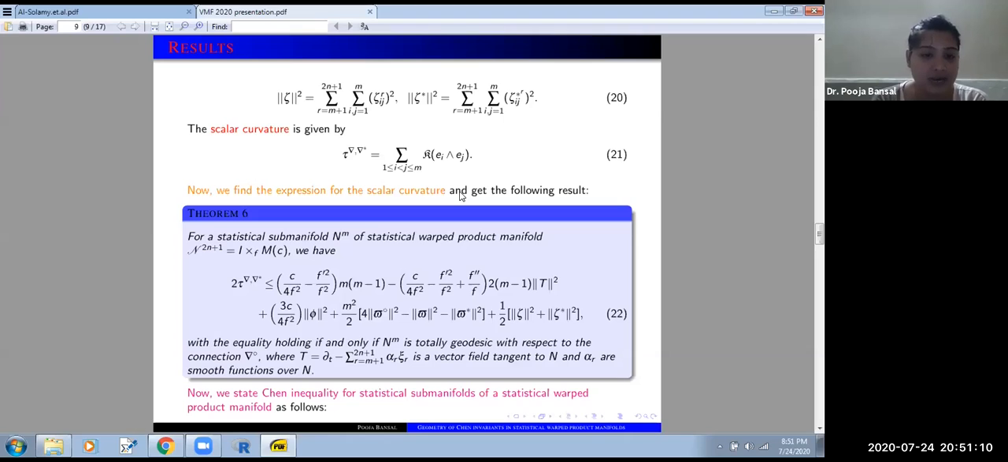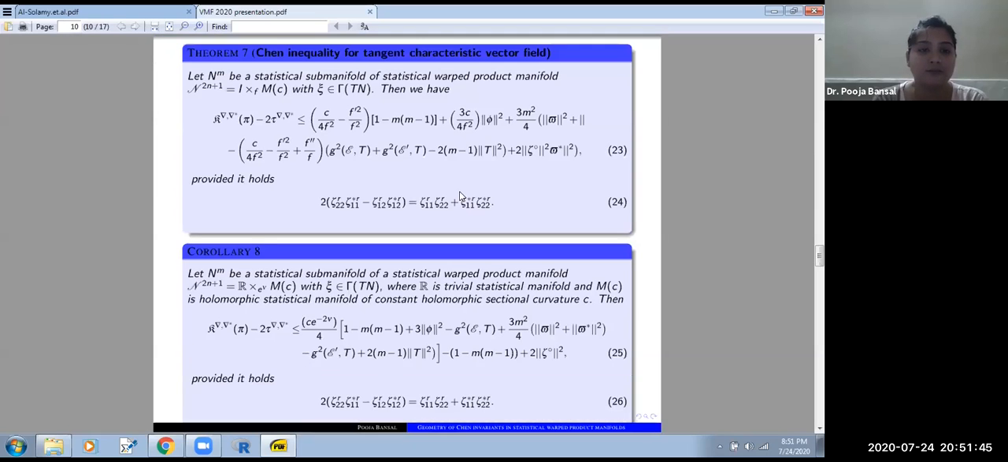So for a statistical submanifold N of a statistical warped product manifold M̃ given by I × M over the warping function f, the expression for the scalar curvature is defined by equation 22. Also, this inequality given by 22 holds equality if and only if my submanifold N is totally geodesic with respect to the connection ∇⁰, where T is the vector field tangent to N and α_r are the smooth functions over N. Now we come to my main results, which is the chain inequality.